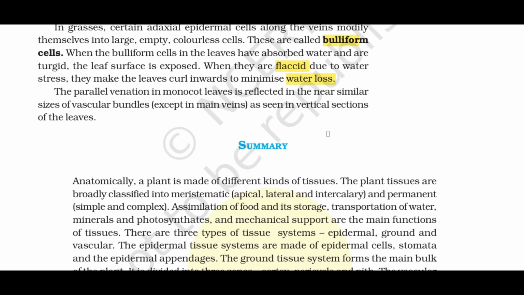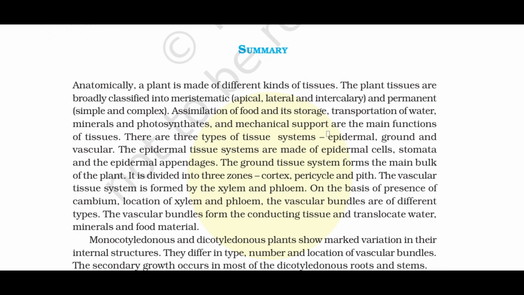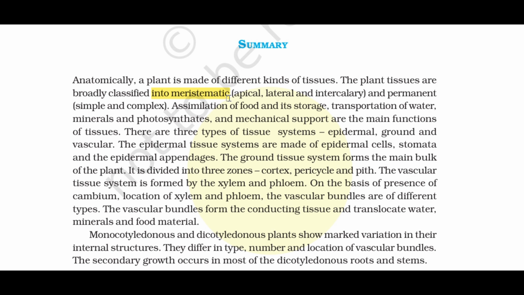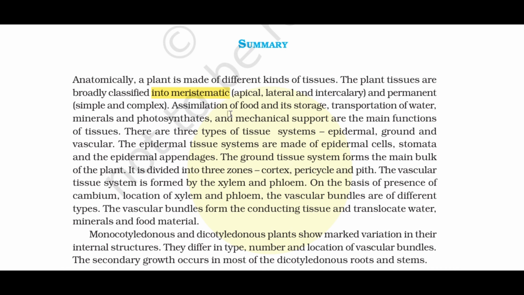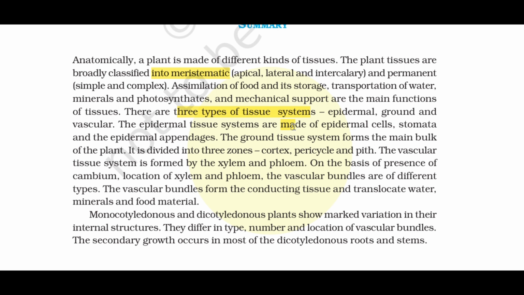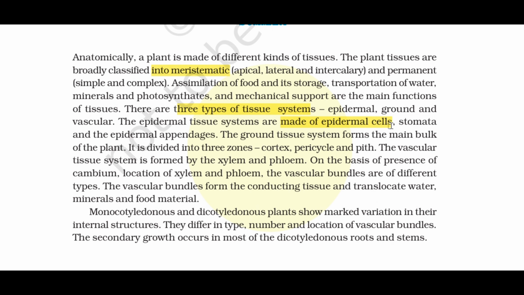Summary. Anatomically, a plant is made of different kinds of tissues. The plant tissues are broadly classified into meristematic (apical, lateral and intercalary) and permanent (simple and complex). Assimilation of food and its storage, transportation of water, minerals and photosynthesis, and mechanical support are the main functions of tissues. There are three types of tissue systems: epidermal, ground, and vascular. The epidermal tissue systems are made of epidermal cells, stomata, and the epidermal appendages.